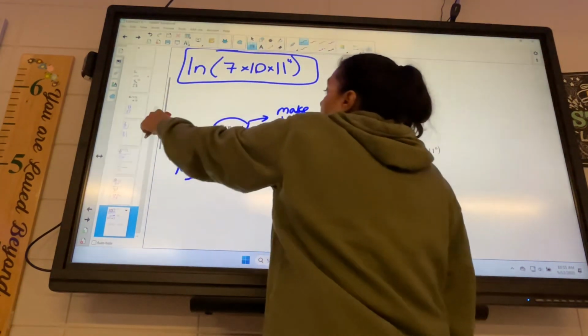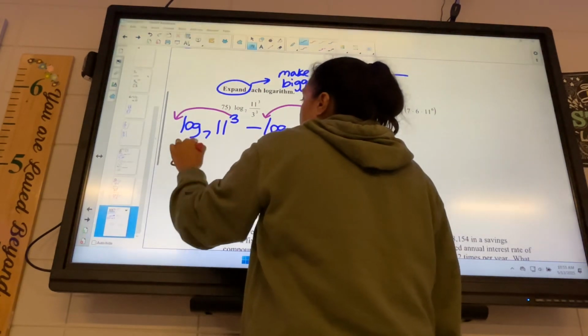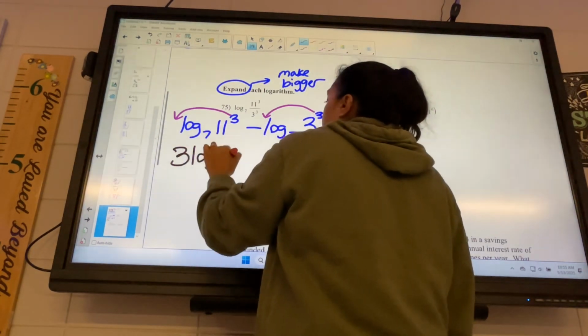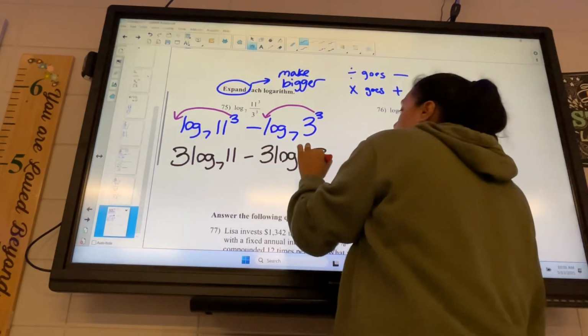Okay, what if there was already a number there? Then what do you do? Just multiply it. So it's going to look like 3 log 7, 11, minus 3 log 7 of 3.